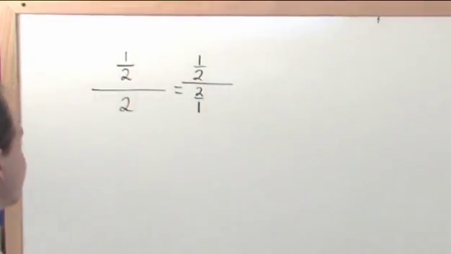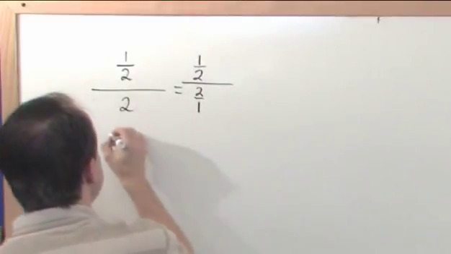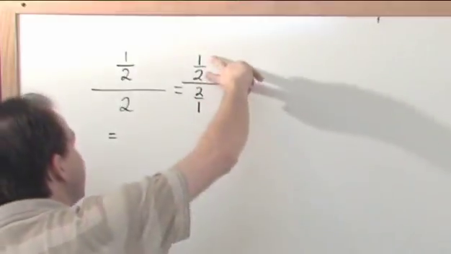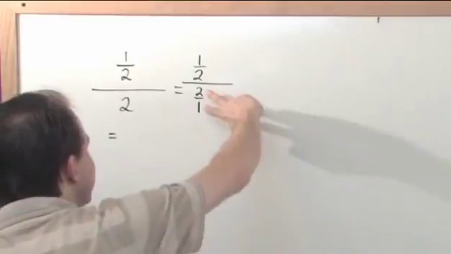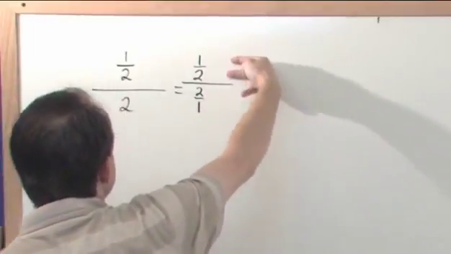So now here is the magic. Here is the beauty. Here is why it's easy. I'm going to show you something. Anytime you have a fraction divided by another fraction, all you do is take this fraction, flip it over, and multiply it by the top.